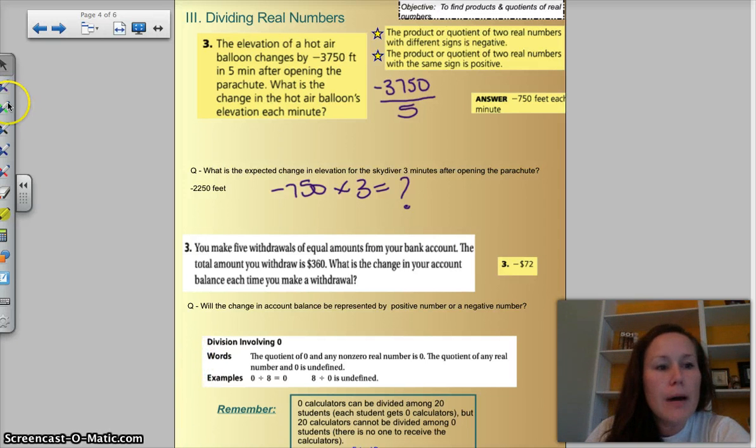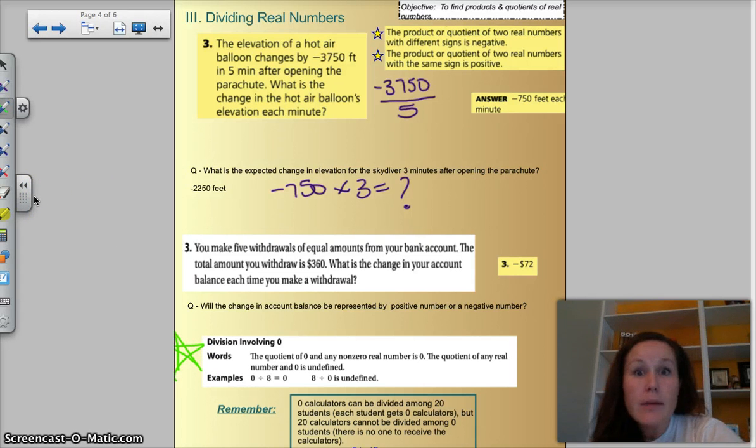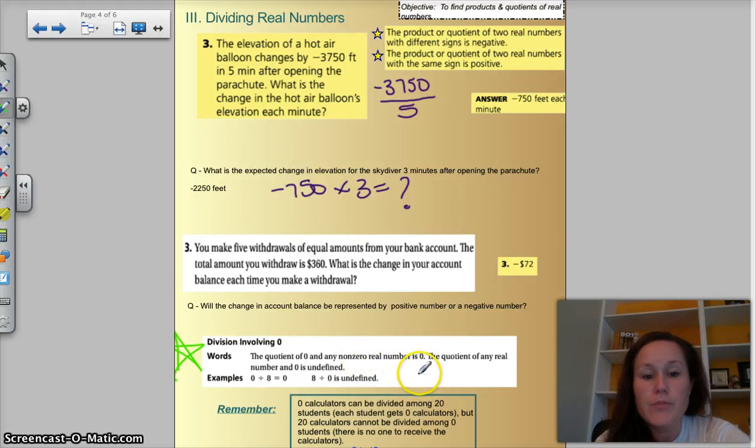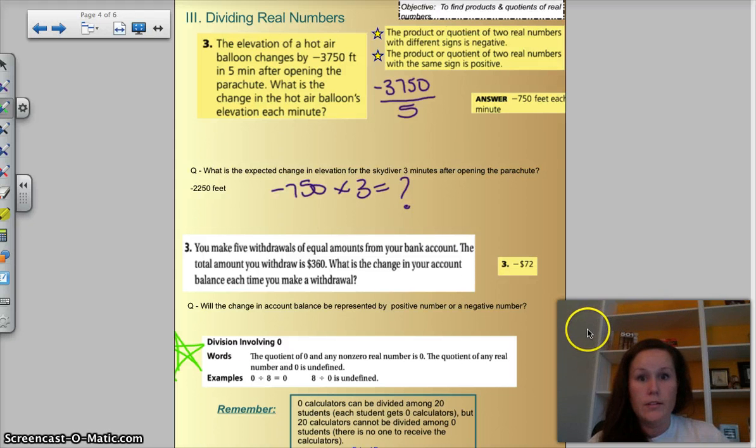All right, bottom of the page. This is amazing right here, guys. Division involving 0. You can't divide by 0 or the world will explode. Trust me, there's memes about it. I'll show you one tomorrow. All right, so in words it says, the quotient of 0 and any non-zero real number is 0. So I can take 0 and divide it by whatever number I want, and I'm still going to get 0. But if I try to take 5 and divide it by 0, the answer is what's called undefined.